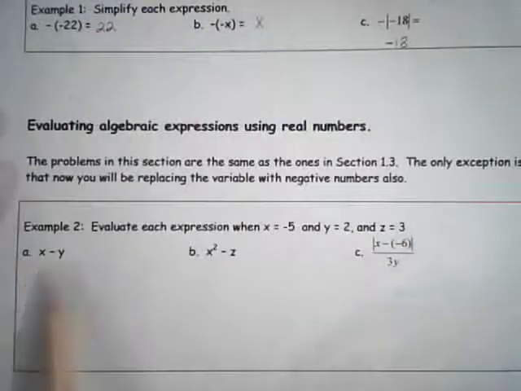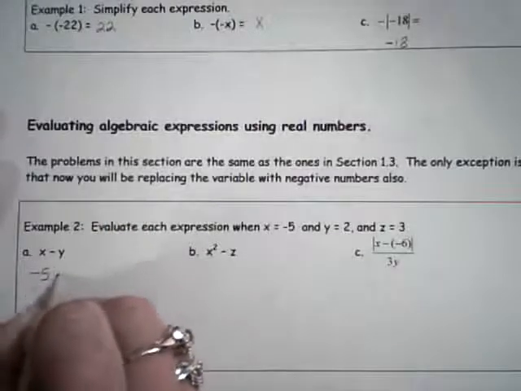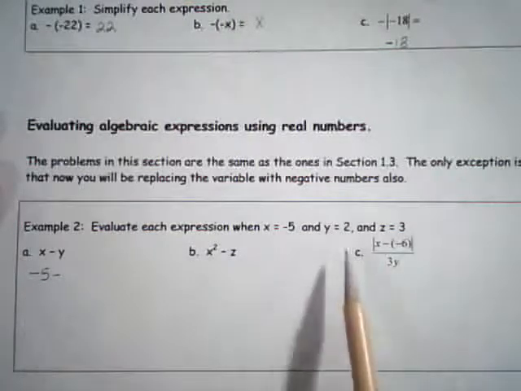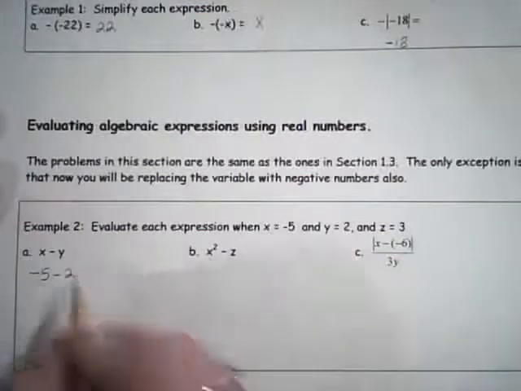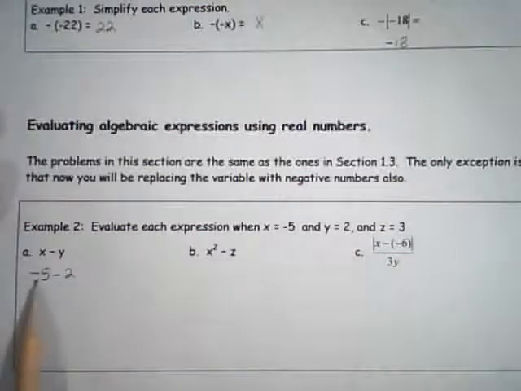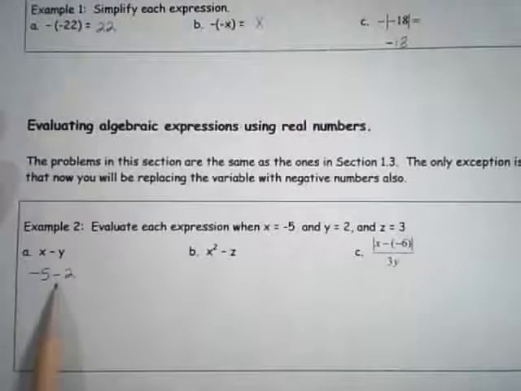So in the place of x, I'm going to put -5, have a minus sign already there, and in the place of y, I'm going to put -2. So I end up with this problem, -5 - (-2). Use my sign rules, which means the signs are the same, so we add and keep the sign. So my answer would be -7.